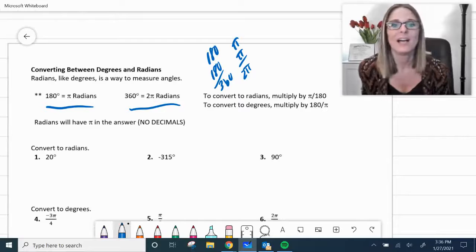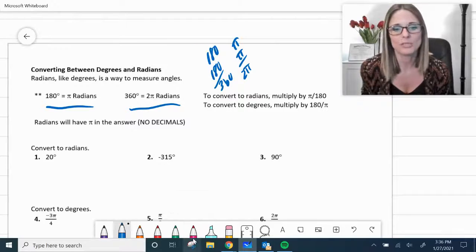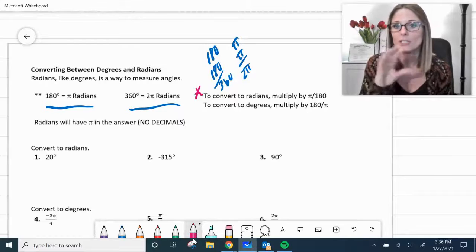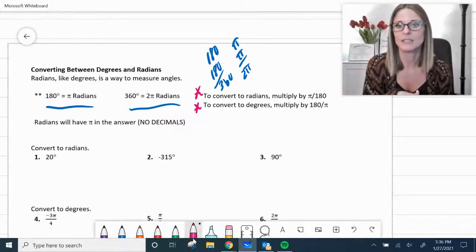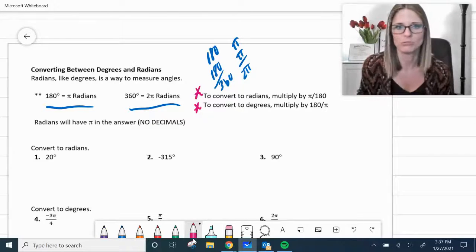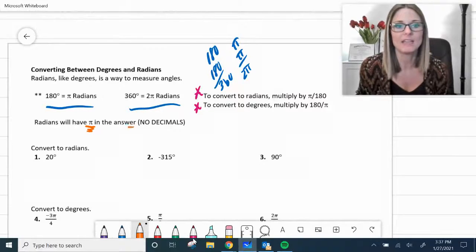And here are your rules to convert. To convert to radians, multiply by pi over 180. To convert to degrees, multiply by 180 over pi. Also, last thing here, when we have radians, we'll have pi in the answer. Do not give me decimals.